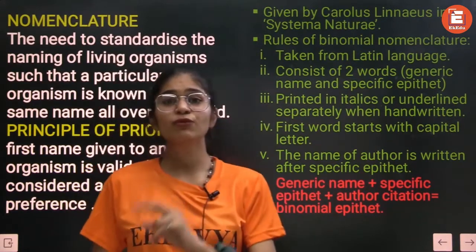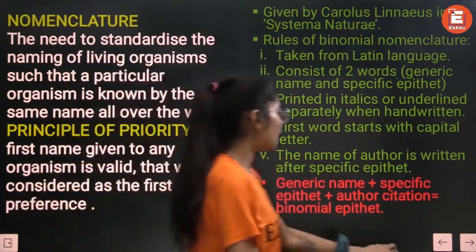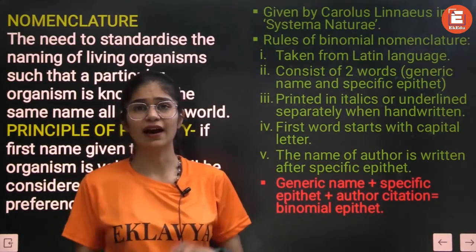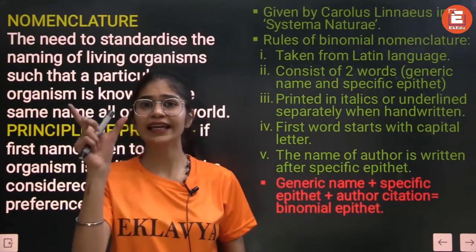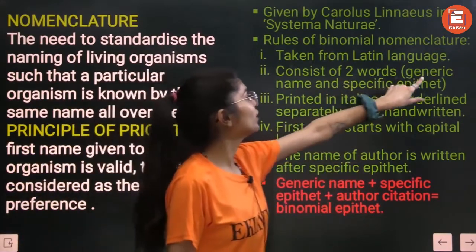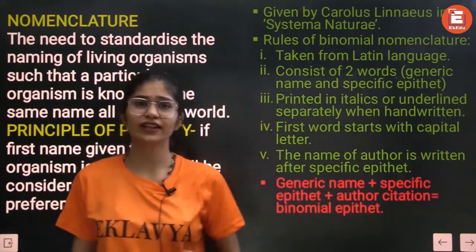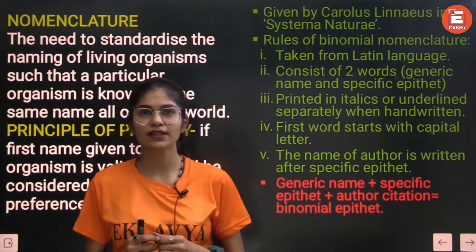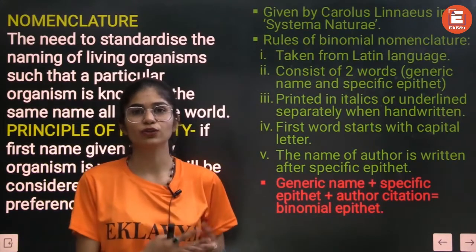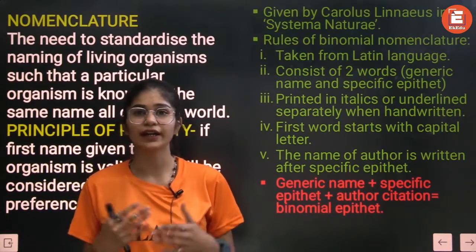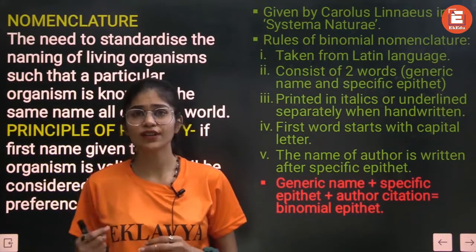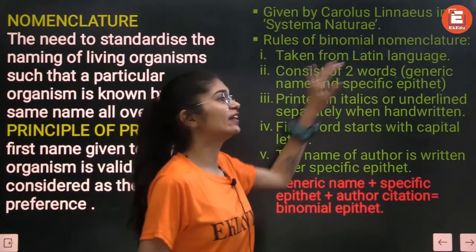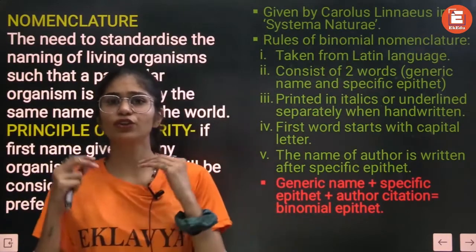Next, the name has two parts. I said mango is Mangifera indica: Mangifera is the first word, indica the second word. The first word tells about the generic name. What is a generic name? There are a lot of types of mangoes around us. There are mangoes used for making mango shakes, mangoes used for just cutting and eating, and mangoes that you can suck on. So there are so many types of mangoes, and that is the generic name we're talking about.